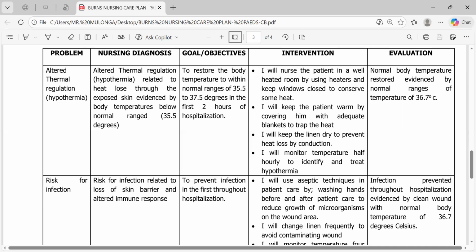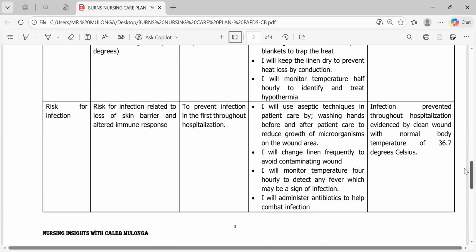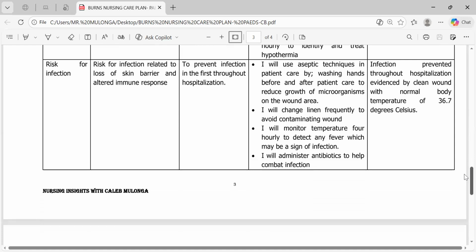Let's look at the evaluation. Normal body temperature restored, evidenced by the child having a temperature reading of 36.7 degrees Celsius. So just like that, we have managed to nurse this child with burns presenting with hypothermia. So do not put hypothermia as a problem.